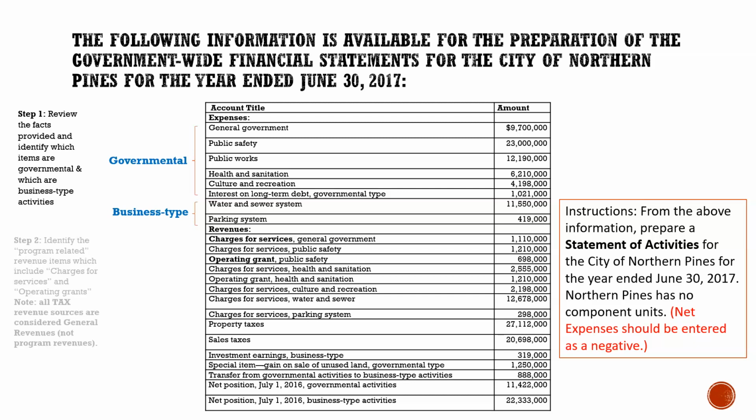Okay, so step 2, we want to look at the revenues. And we're going to identify which ones are what we call program related, and of those program related, which ones are charges for services or charges.